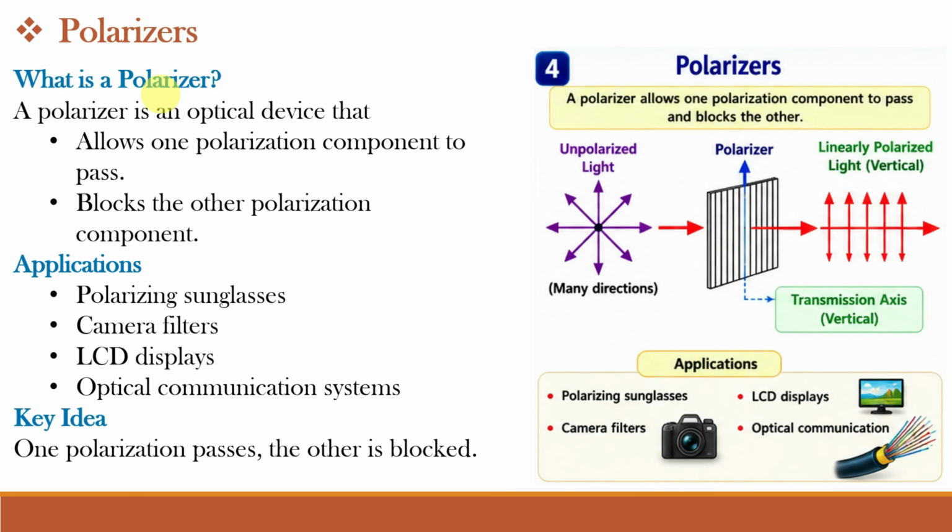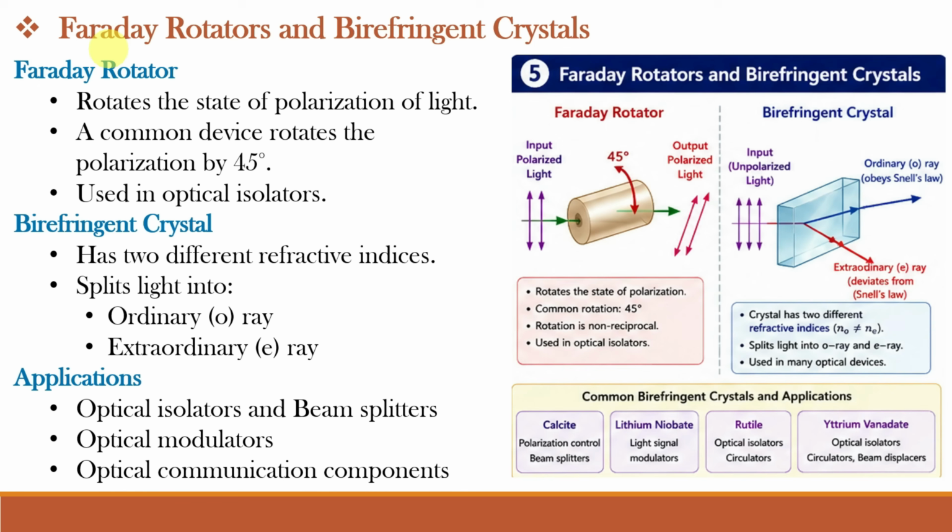Okay. Now what is a polarizer? A polarizer is a device used to control the polarization of light. When unpolarized light enters a polarizer, only one polarization direction is allowed to pass, while all the other directions are blocked. As a result, the light emerging from the polarizer becomes linearly polarized. One familiar example is polarizing sunglasses, which block the reflected polarized light and reduce glare. Polarizers are also used in cameras, LCD displays, and many optical communication systems where controlling the state of polarization is important. Now let us understand Faraday rotators and Birefringent crystals.